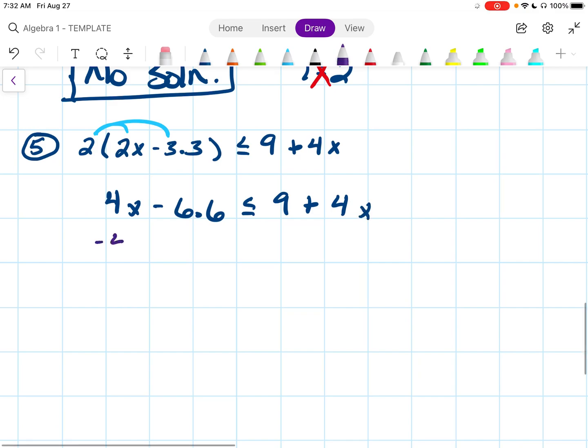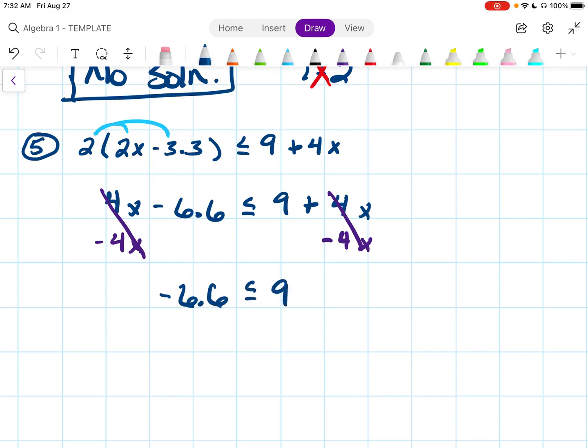Here, I'll subtract my 4x's from both sides. They cancel, and I'm left with negative 6 is less than or equal to 9. Now that is true, right? That is always true. So we're going to say like all real numbers.